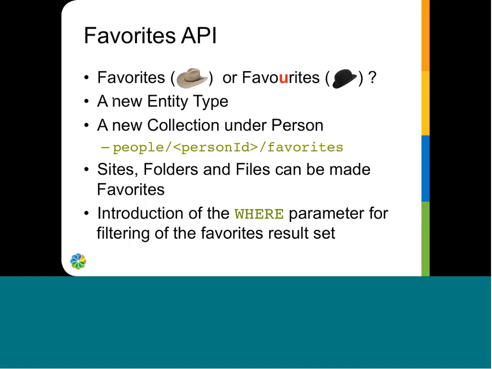It's a new entity type. It's a new collection under person. So if you go to the person ID for someone using our current REST API, you don't see this collection called favorites. But in a few days, hopefully, when we publish this API to the cloud, you'll see this new collection, and you'll be able to work with favorites as well.